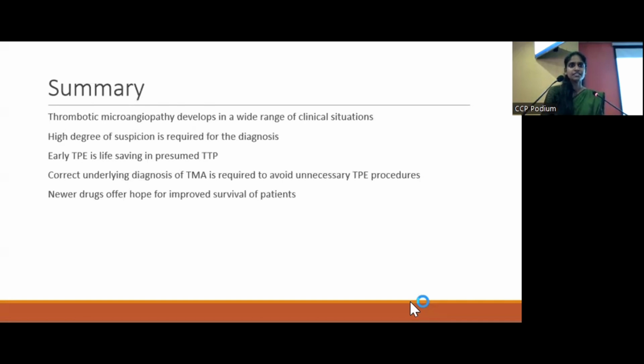So the summary is that thrombotic microangiopathy develops in a wide range of clinical situations. A high degree of suspicion is required for the diagnosis, and early therapeutic plasma exchange is life-saving in presumed TTP. The correct underlying diagnosis of the TMA is required to avoid unnecessary therapeutic plasma exchange procedures, and newer drugs offer hope for improved survival of patients.